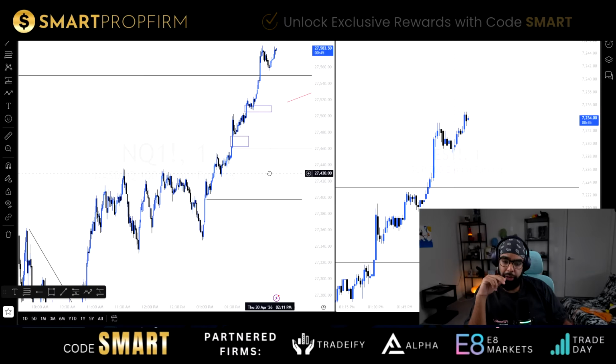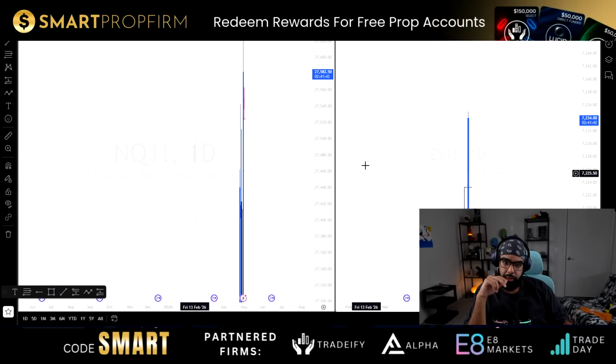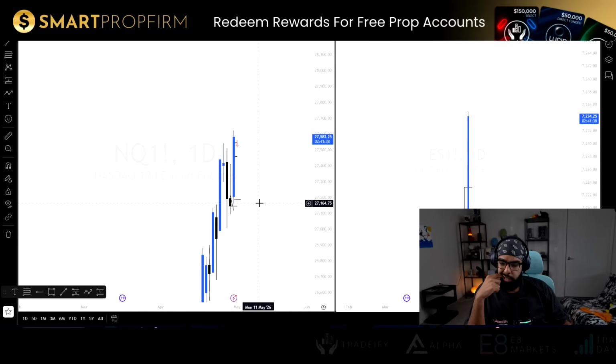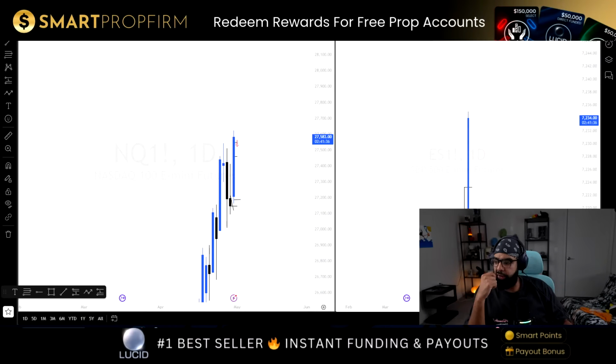This is a crazy ass move, bro. This daily candle is insane. They're pretty similar, I'm not going to lie.